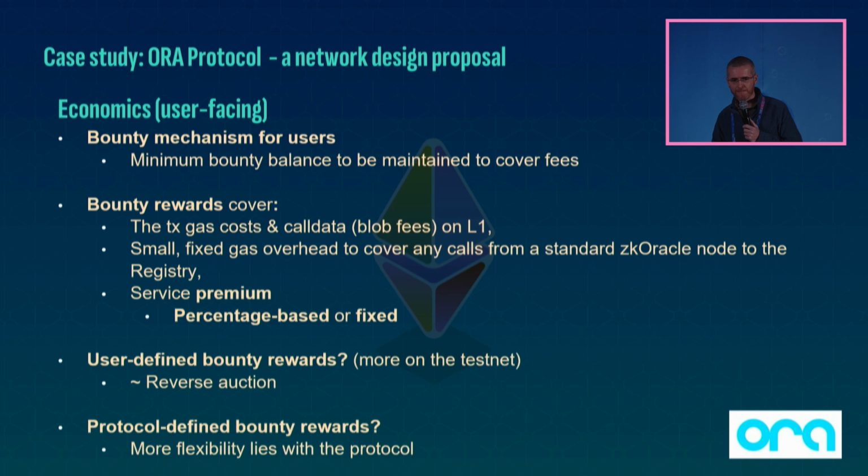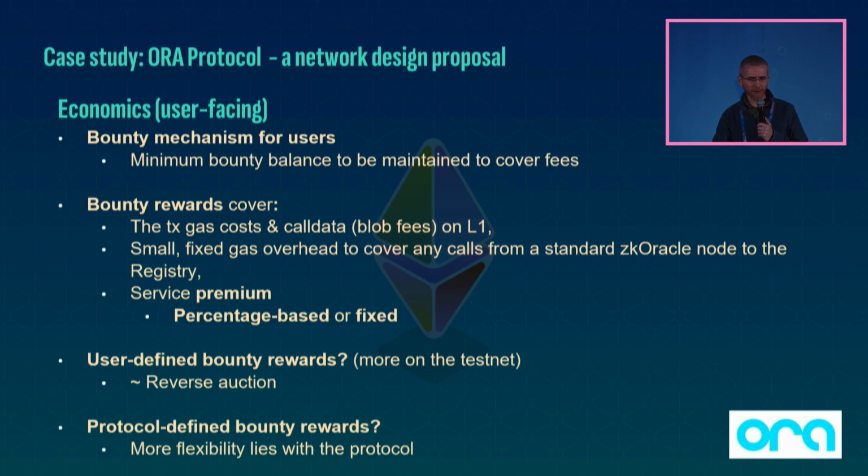A little bit about economics. In my proposal, I propose to implement a bounty mechanism for users. That's what we've been talking around with Aura protocol as well. And I propose a minimum bounty balance from which any fees related to the user's queries could be deducted. The bounty rewards would cover normal stuff like transaction gas costs, call data, or soon blob fees, and some gas overhead for communication between standard nodes and the registry contract. But more importantly, it would also include a service premium, which could be percentage-based or fixed. More research is needed around the optimal way to address this. And it's also very related to tokenomics and how much subsidy is needed in the initial phases until proving costs get lower, until user demand for these types of ZK Oracle services increases drastically.